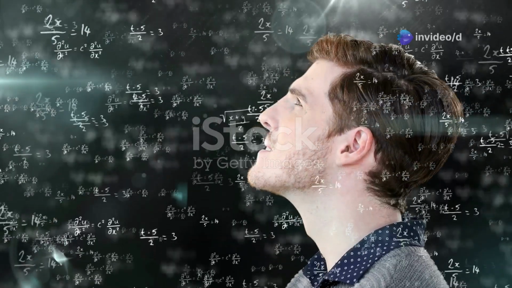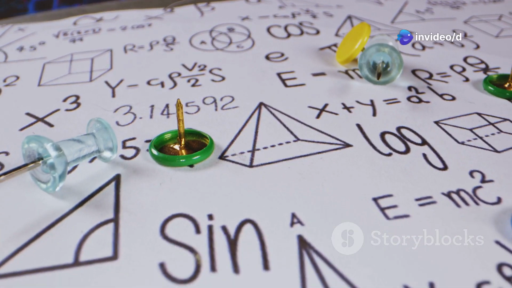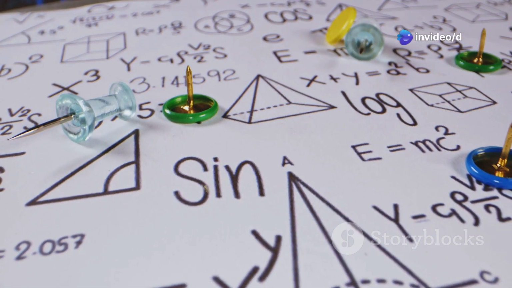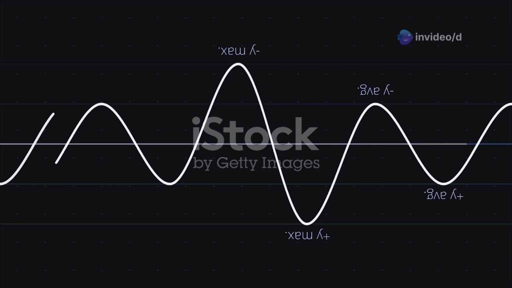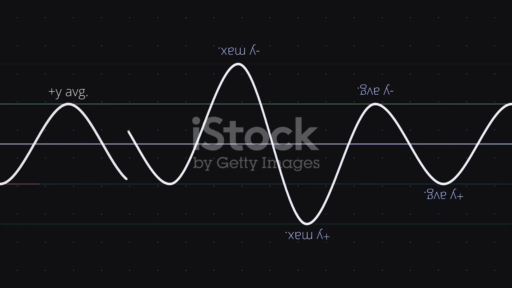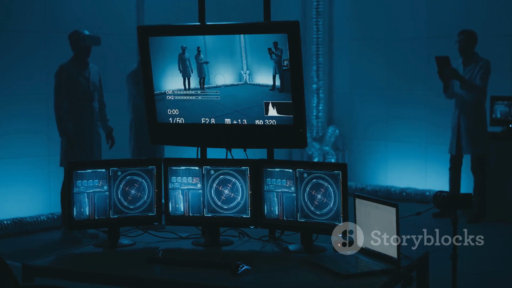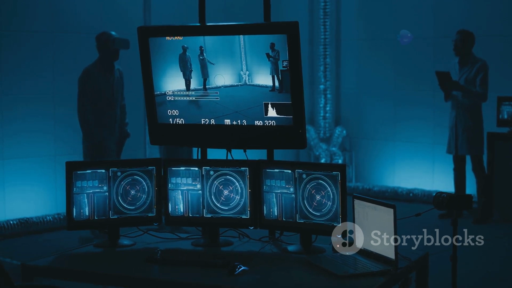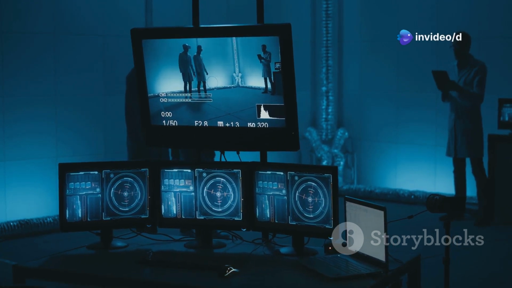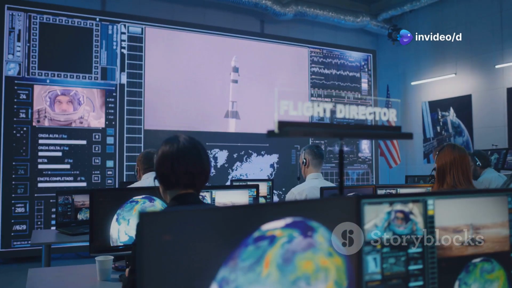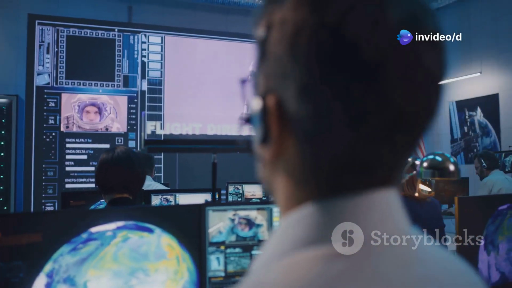So why should we care about these graphs? Well, these graphs aren't just pretty shapes or abstract concepts. They help us understand everything from the harmonious notes in music to the flow of electricity in circuits. They help engineers design and build sturdy bridges, predict the weather with greater accuracy, and even send rockets soaring into space, navigating the vast cosmos.